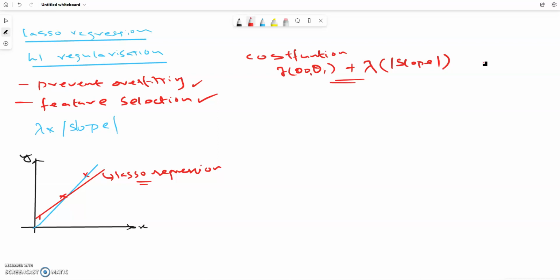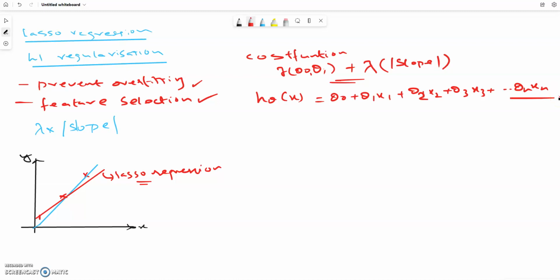Now how does it make good feature selection here? We already know that h theta of x is equal to theta naught plus theta 1 into x1. We have many features, right? Plus theta 2 into x2 plus theta 3 into x3, and so on till theta n into xn. Let us say we have n features here.